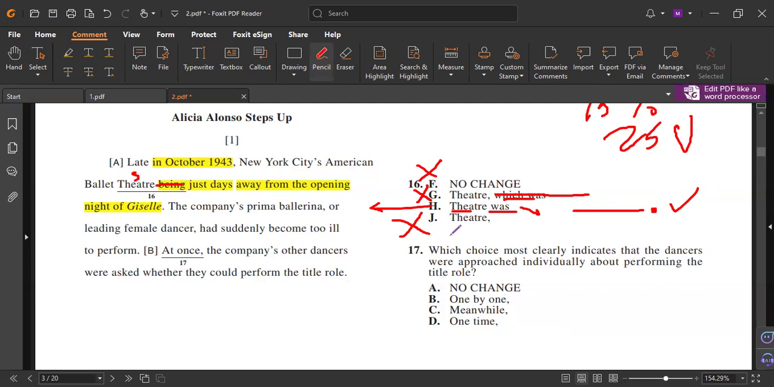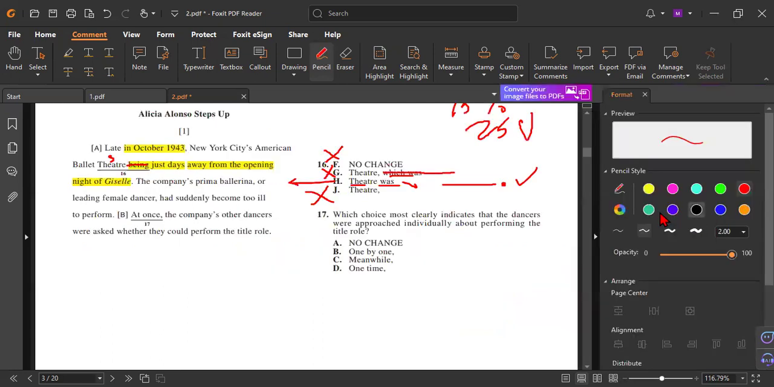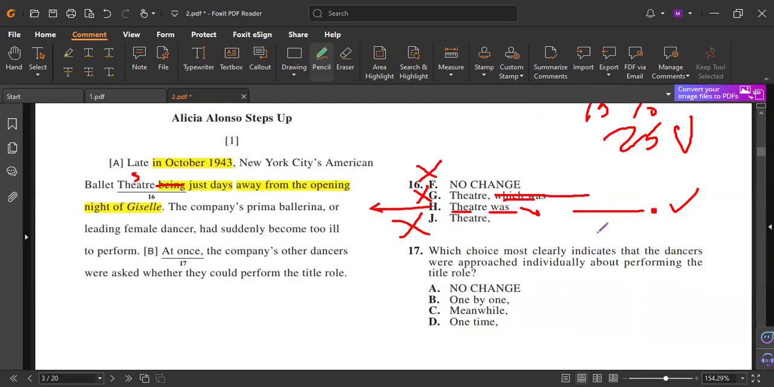Is that easy or hard? Easy. Now let's test the hacks. If you find any answer with the word "being," it's wrong. Here it's a coincidence to be wrong. It's a coincidence.